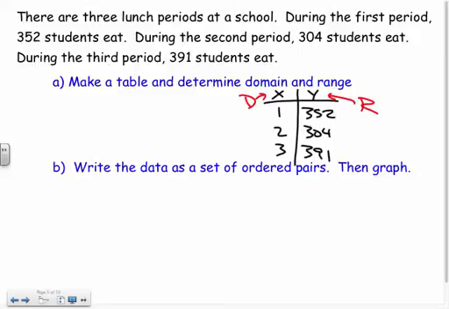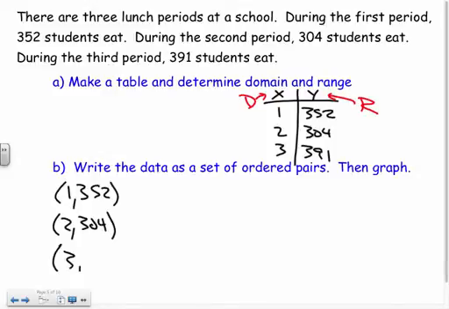It says write the data as a set of ordered pairs, then graph. Well, I already got my table. So 1, 352, here's an ordered pair. 2, 304, here's another ordered pair. And 3, 391. So here's my relation. There's my relation. And then we graph it.